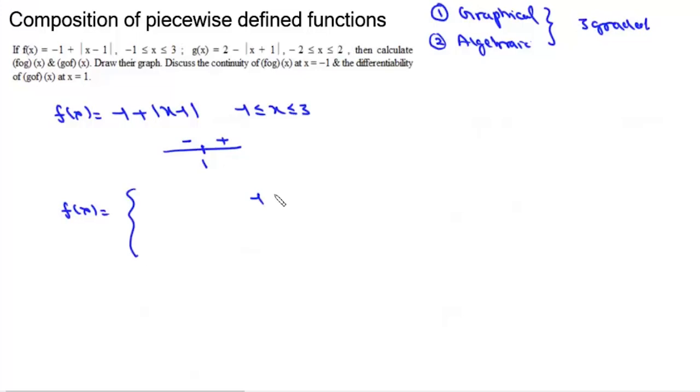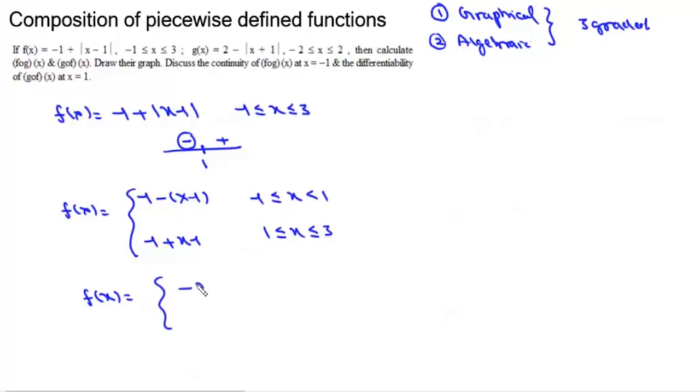now for this first interval, when x lies between minus 1 and 1, we have this minus sign here, so it will be minus 1 and then minus x minus 1, and then we have the second interval where x lies between 1 and 3, so it will be this minus 1 plus x minus 1. So basically this function f(x) is defined as minus x when x lies between minus 1 and 1, and it is x minus 2 when x lies between 1 and 3.